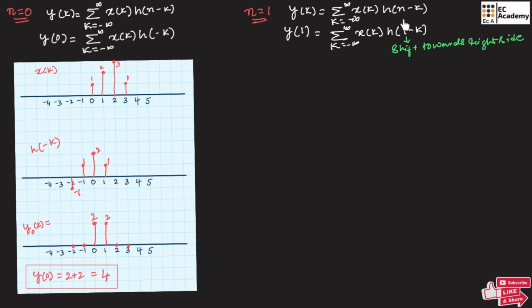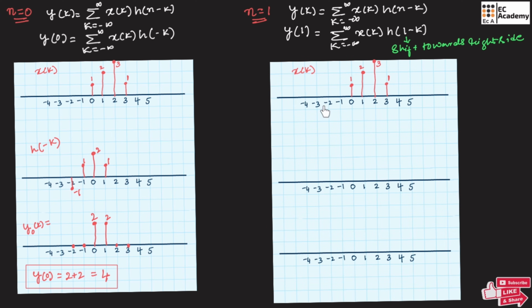So h of minus k will be shifted towards right side 1 division, since we got the positive value which is 1. So this is the sequence for x of k. So this is the sequence for h of minus k. We need to shift this sequence towards right side 1 division to get h of 1 minus k.